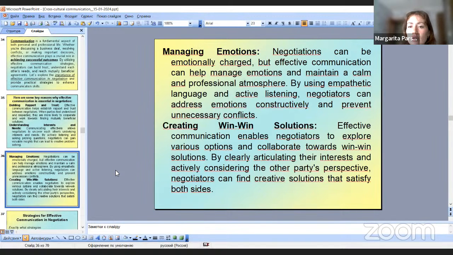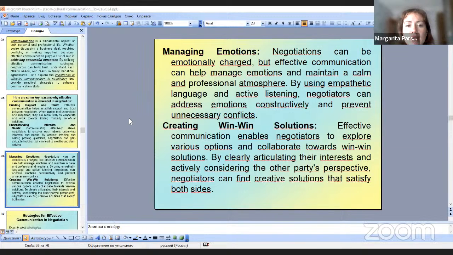Then managing emotion. As I told you about this, there is control over emotions. Negotiations can be emotionally charged, but effective communication can help manage these emotions and maintain a good emotional state, a calm and professional atmosphere. We can use empathetic language and active listening to handle these emotions constructively, and in this way we can prevent unnecessary conflicts.